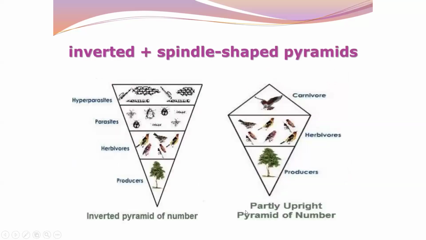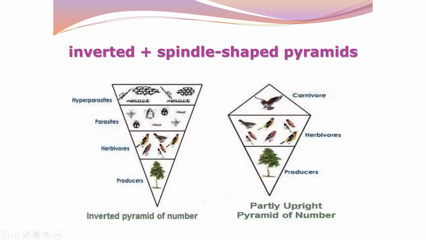So sometimes the pyramid of number is inverted, or spindle shaped. So these points are important. Generally, the inverted pyramid of number is seen in the parasitic food ecosystem.